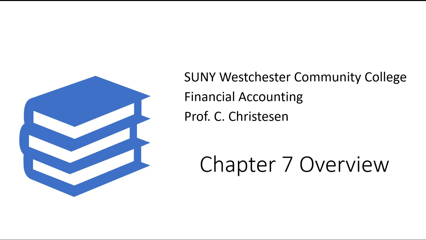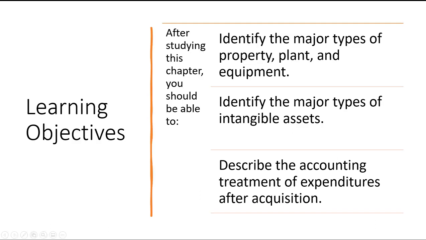Today's video is going to be an overview of Chapter 7, which is all about long-term assets. So let's take a look at what we're going to do. In this chapter, we're going to look at the process of buying long-term assets like property, plant, and equipment and intangible assets and how we record the cost of those assets. And then we're going to look at what happens as we own the assets.